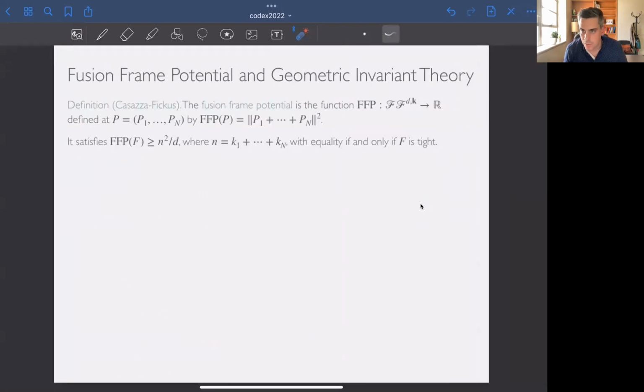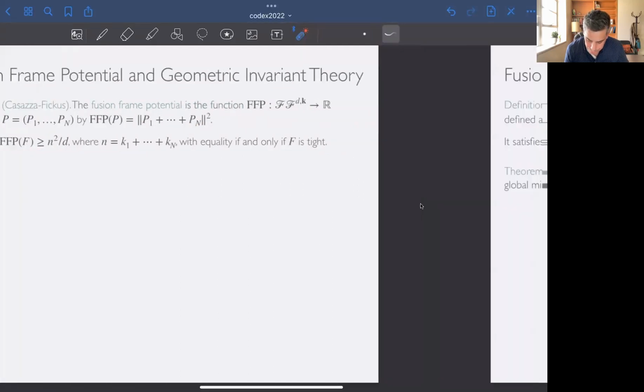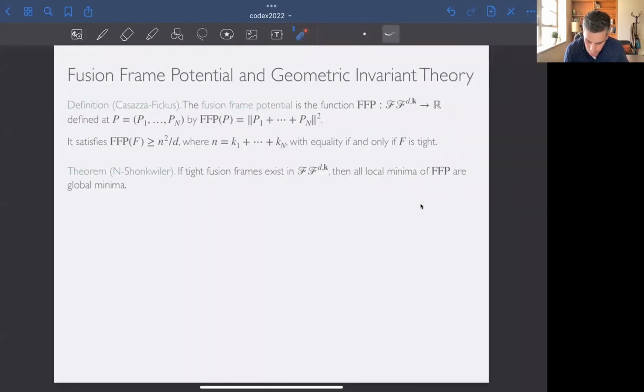Okay, so I don't want to go too much over time, so I'll just mention how this applies to fusion frame theory. Kutyniok and Fickus generalized the frame potential to the fusion frame potential, and it's the same thing: take the frame operator and take its norm squared, and they also had a Welch-type lower bound on that. Then Clay and I showed, here's one version of the results, the easiest to state: if this frame space has tight fusion frames in it, then all the local minima of the fusion frame potential are global.